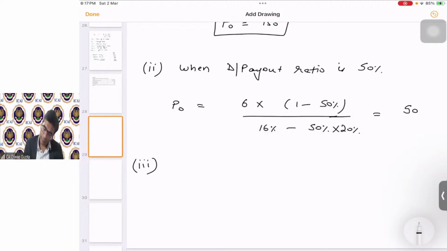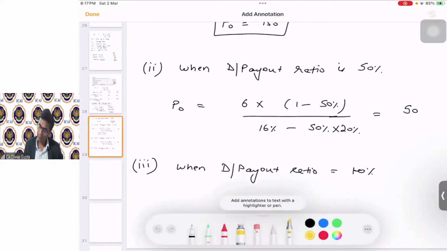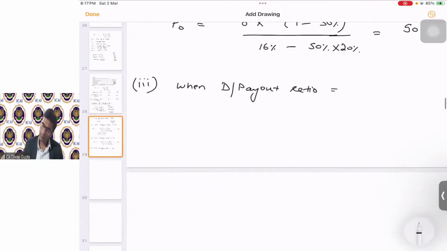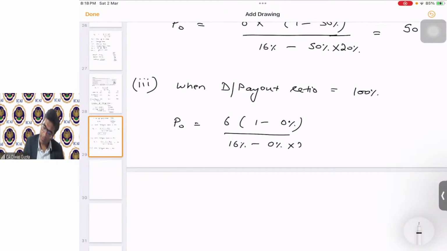Third, then the dividend payout ratio is actually 100%. Then in that case, price will become 6 rupees, 1 minus 0%, correct? B becomes 0 in that case, because we will pay everything out. 16% minus 0% into 20%, which will be 37.50 rupees. Very good. Bhumika, your answer is correct.